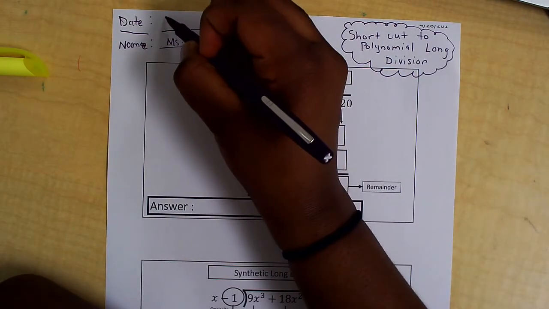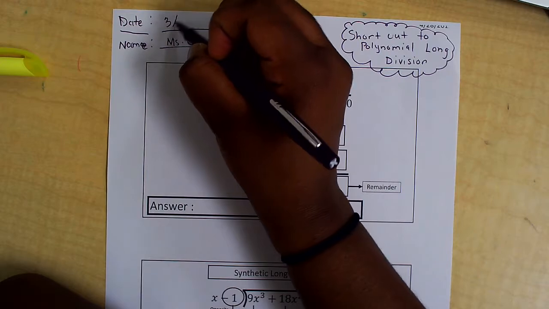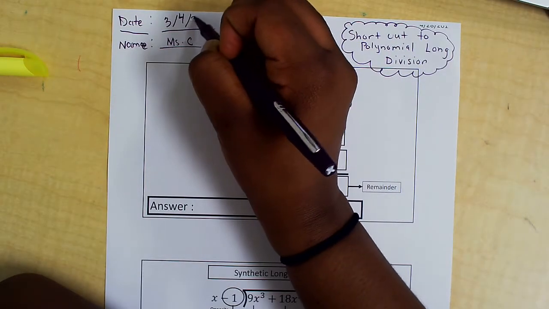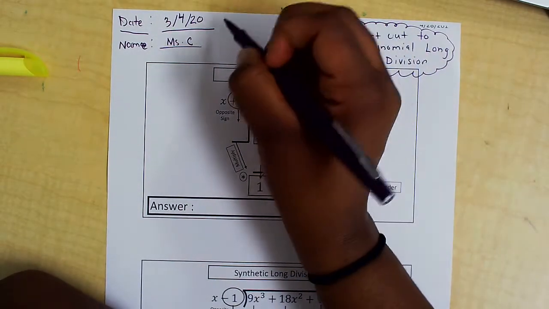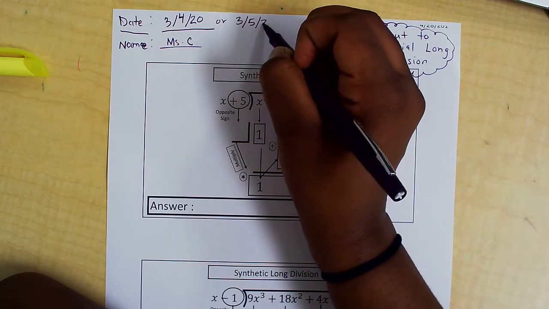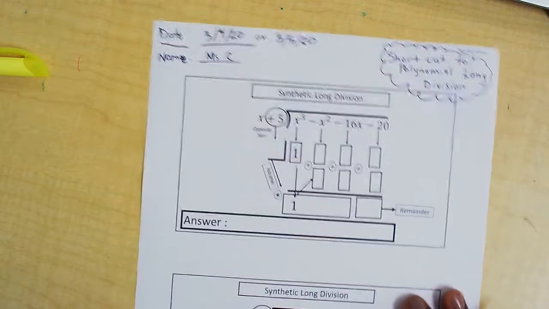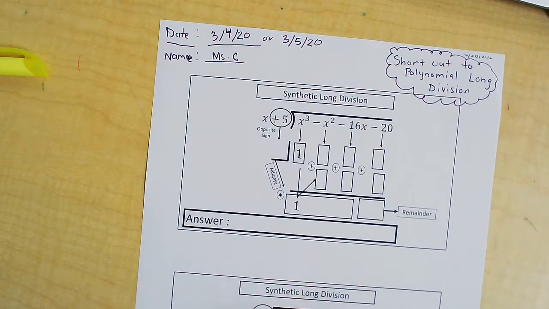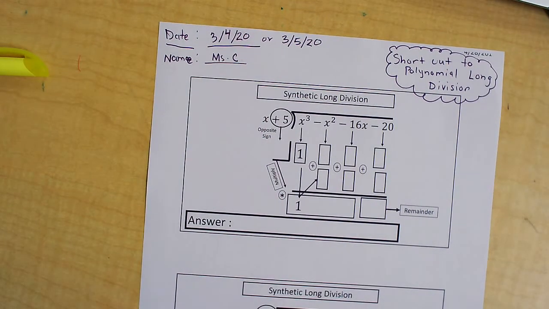Today's date is the 4th. So if you're in class today, if it's an A day, we're taking these notes on the 4th of March, or tomorrow, if you have a B day class, it will be the 5th of March. So that's when we're taking these notes. So let's get into it.